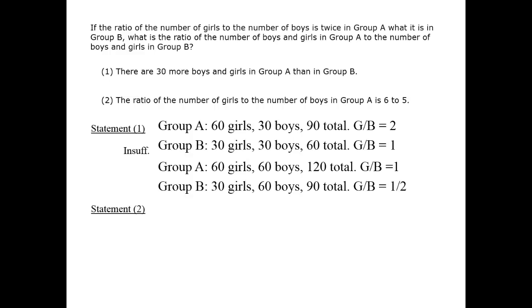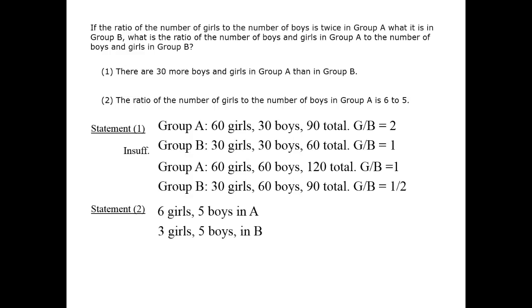Statement 2 gives information about the GB ratio in Group A. If the GB ratio in Group A is 6 to 5, then in Group B it must be 3 to 5 by the condition in the question. Coming up with cases for this statement is somewhat faster. We can do a case in which there are 6 girls, 5 boys in A, and 3 girls, 5 boys in B. The ratios in this case are the numbers.